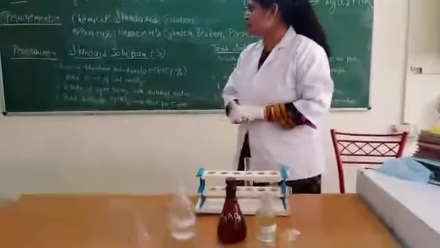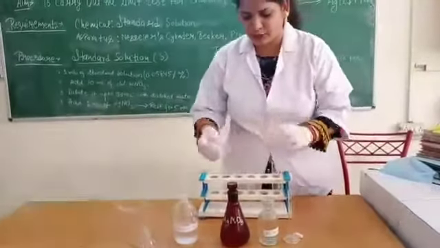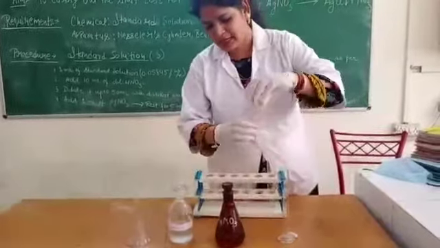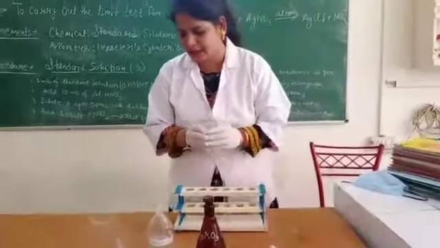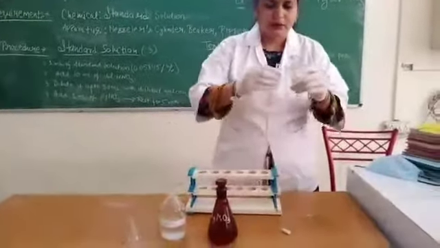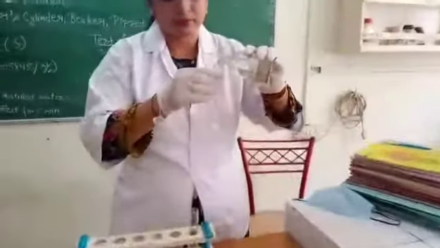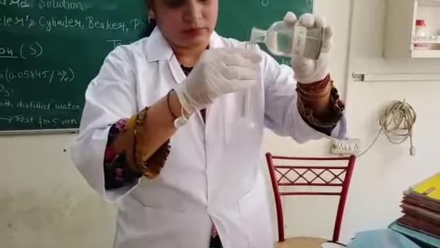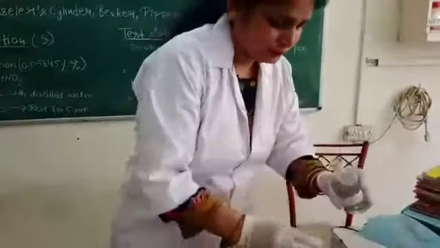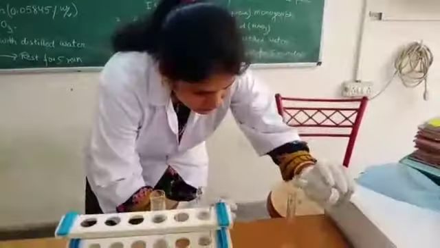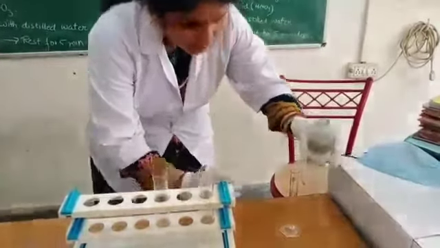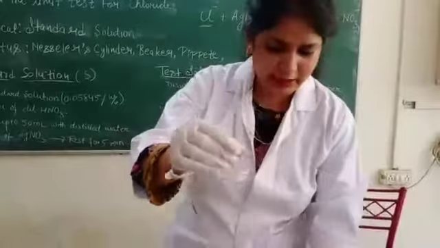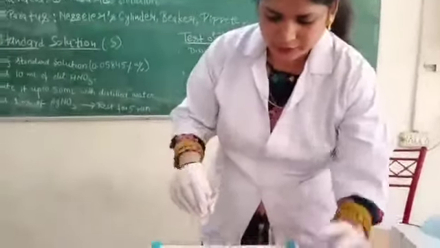Now the second step is to add 10 ml of HNO3. We will add dilute nitric acid, 10 ml. This is 10 ml dilute HNO3.